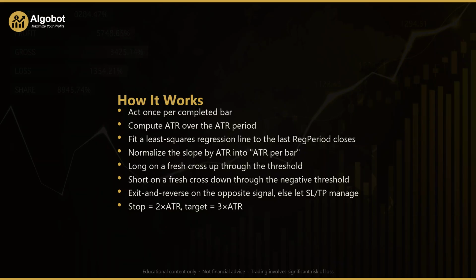Exits are handled in two ways. If a position is already open and the opposite signal appears, the expert advisor closes that position first, following an exit and reverse design. If no opposite signal appears, it simply holds and lets the protective orders do their job. Every trade is placed with a stop loss set at 2 times ATR away from entry and a take profit set at 3 times ATR, which frames a reward to risk of roughly 1.5 to 1.